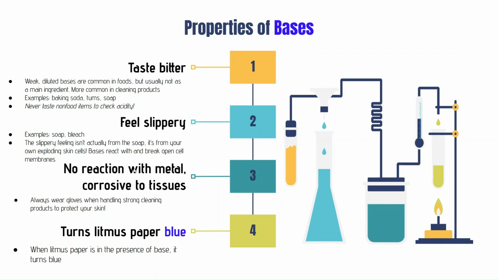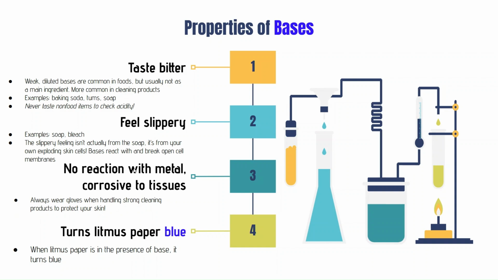Properties of bases: they taste bitter instead of sour. They are somewhat common in foods, but not quite as common as acids, I would say. They're more common in things like cleaning products, so we will see them around, but not as often in food. Some examples are baking soda, Tums, and soap. And again, never taste non-food items to check for acidity.